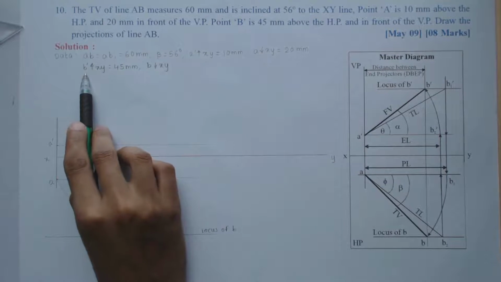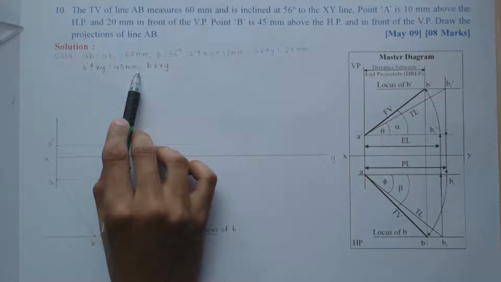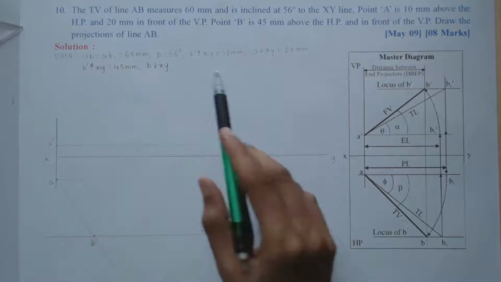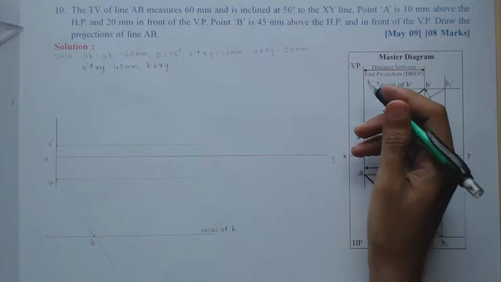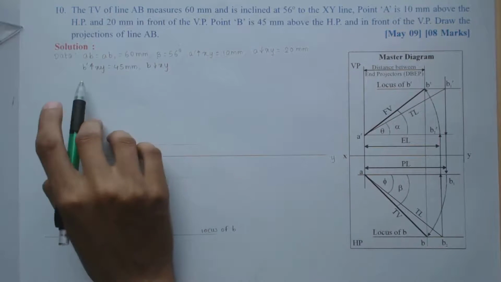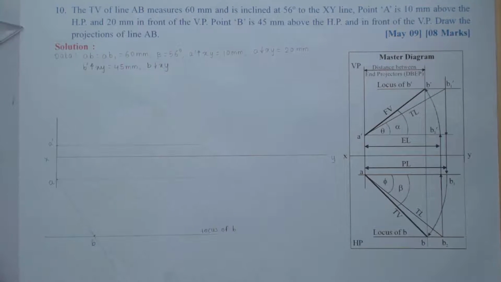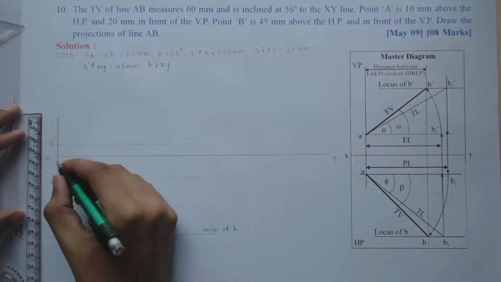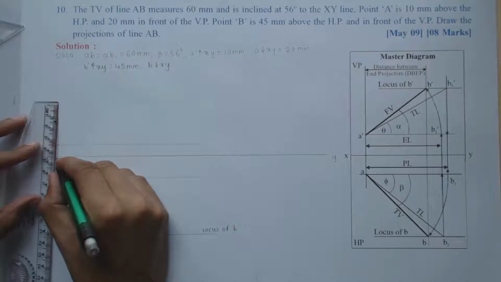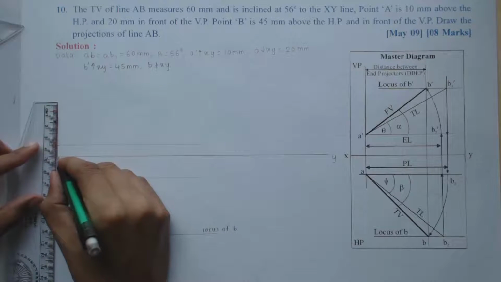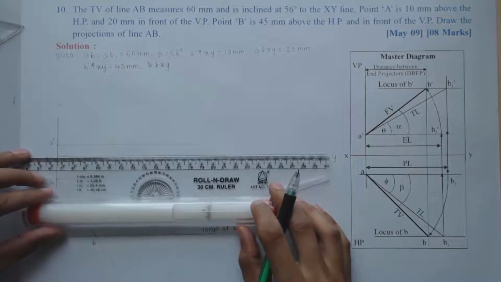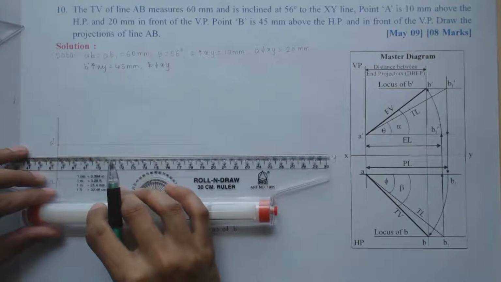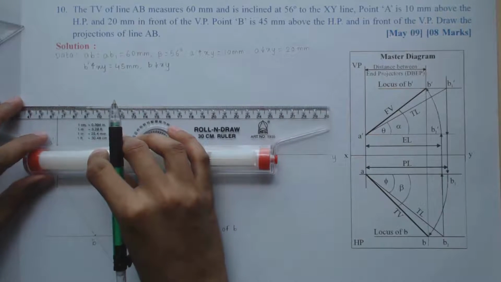Now we have already been given that B dash is 45 mm above the XY line. So from this data I can say the locus of B dash will be a parallel line at a distance of 45 mm above XY. Then only I'll get B dash 45 mm above XY. So on this vertical projector from the XY line, I'll measure a distance of 45 mm, and at that distance from the XY line, I'll draw a horizontal line which will give me the locus of B dash.